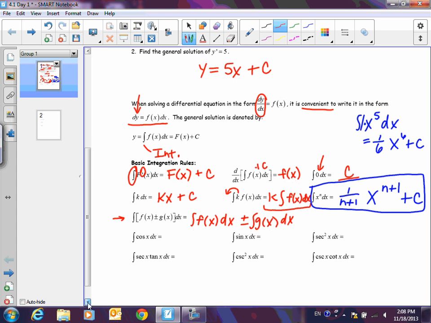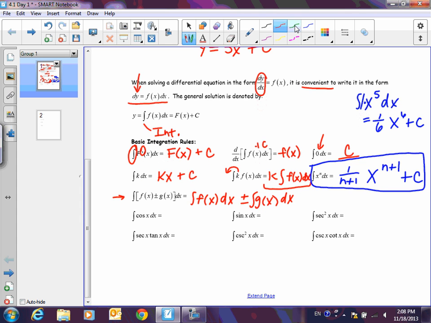All right, now the rest of these are trig. So let's think about this. We're not taking the derivative. Remember, we're given the derivative. So what I want to know is, whose derivative is cosine? Sin x. So we do sin x, that's right, plus c. In other words, when you take the derivative of sin x plus c, you're left with cosine x.